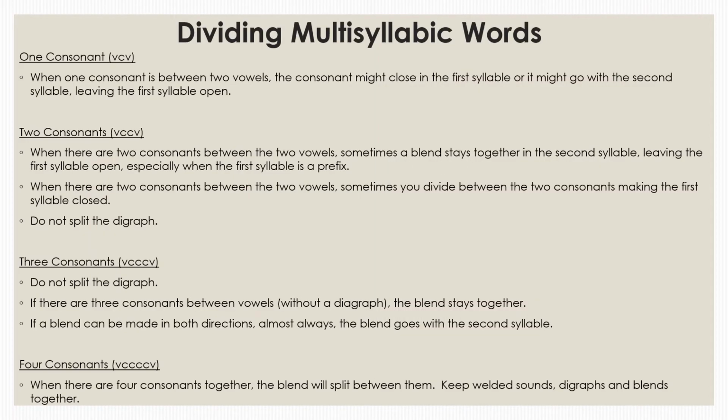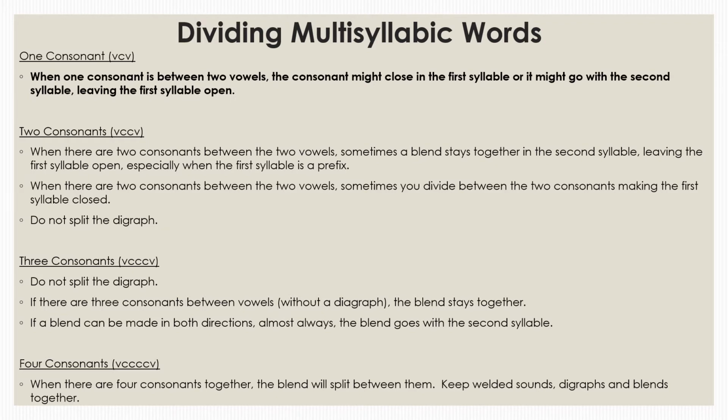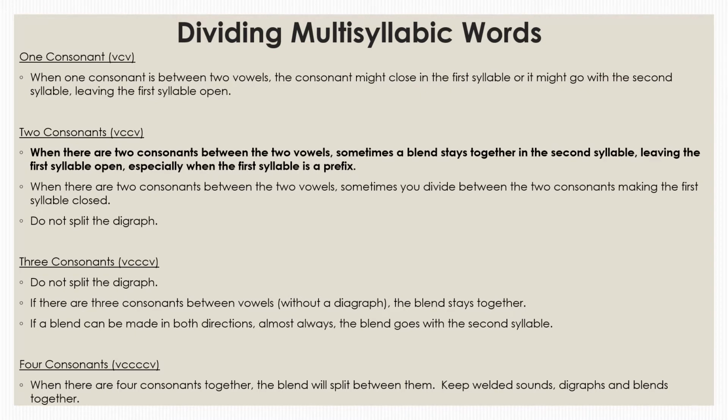We have previously learned multiple rules for how to divide multisyllabic words with different syllable types. When one consonant is between two vowels, the consonant might close in the first syllable or it might go with the second syllable, leaving the first syllable open. When there are two consonants between the two vowels, sometimes a blend stays together in the second syllable, leaving the first syllable open, especially when the first syllable is a prefix.